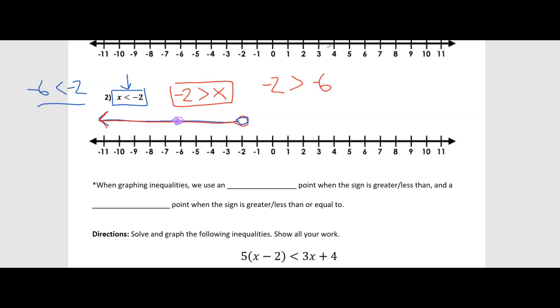So it says, when graphing inequalities, we use an open point when the sign is greater or less than, and a closed point when the sign is greater or less than or equal to. So whenever you have that little equals bar underneath the inequality, you're going to use a closed point because the number is allowed, or the variable is allowed to equal that number.